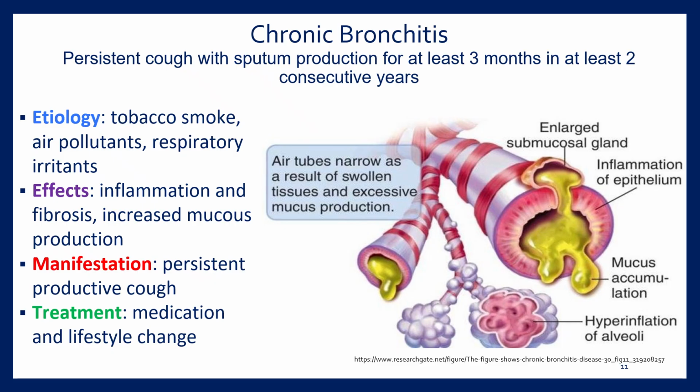The classic measurement is the Reid index. So a normal measurement on the Reid index is less than 40%, and for chronic bronchitis, you have to have above 50%. This reflects excess mucus producing glands relative to the thickness of the bronchial wall. So more glands equals more mucus equals more obstruction.